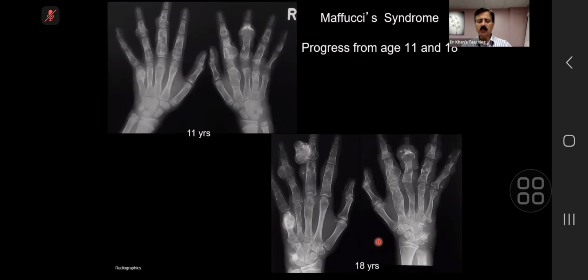Now, in literature, the controversy is that in Maffucci's syndrome, some of the studies say the malignant transformation rate is between 23% and up to 100%. So this is a controversy, but some of the studies have shown a 100% rate of malignant transformation, which is so huge a number. And usually these are soft tissue angiosarcomas or hemangiopericytomas and things like that, tumors which develop in these patients.